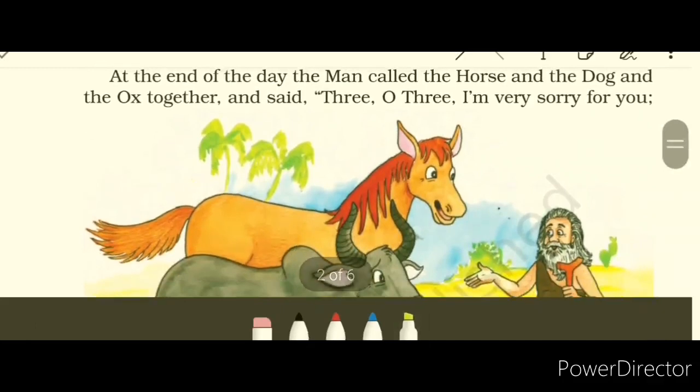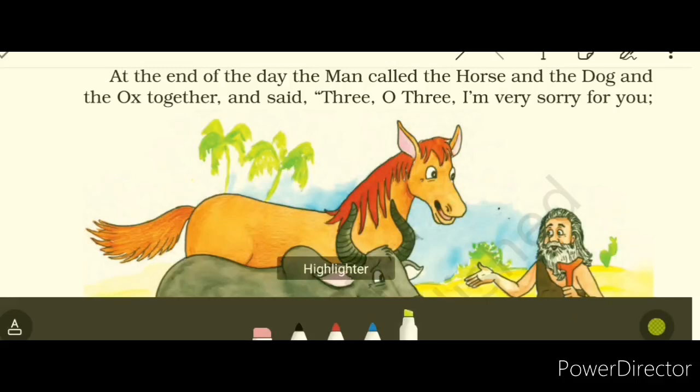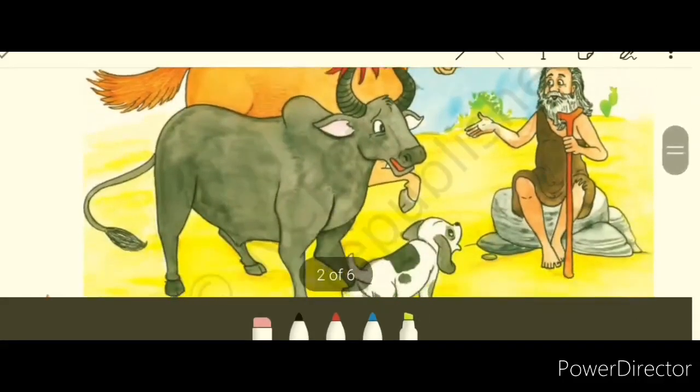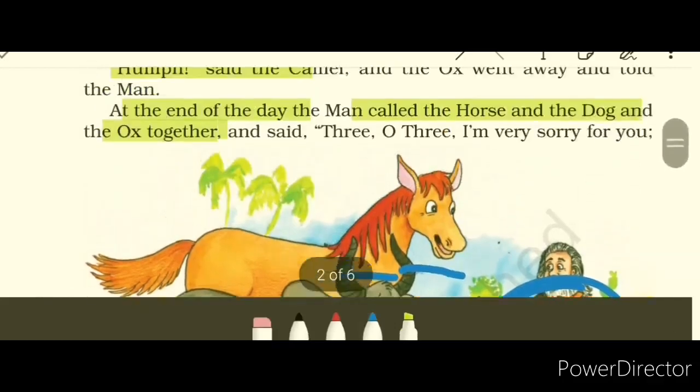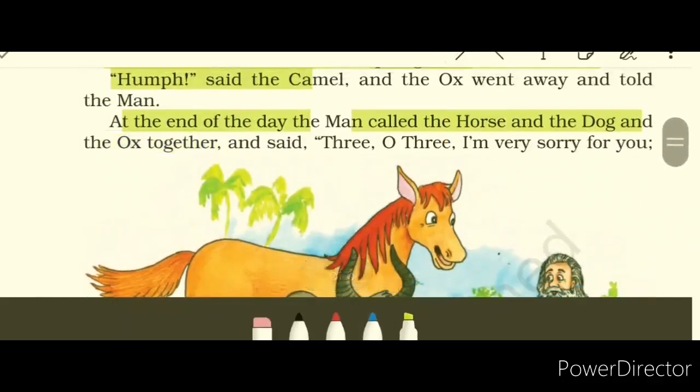Now, at the end of the day, the man called the horse, the dog and the ox together. So they had a council, some sort of meeting. The ox, the dog and the horse were all summoned by the man, isn't it? What will he tell them? Let's find out. He said, three refers to the three animals.